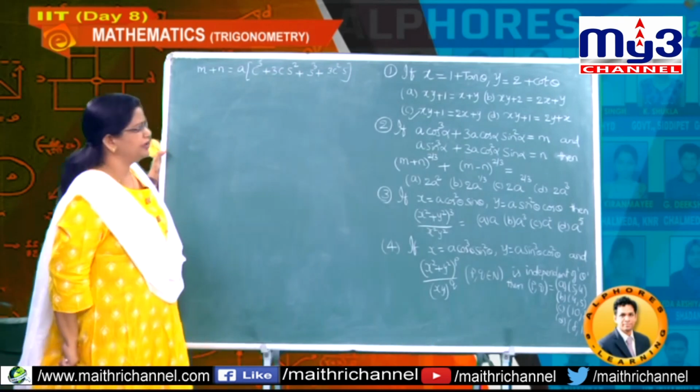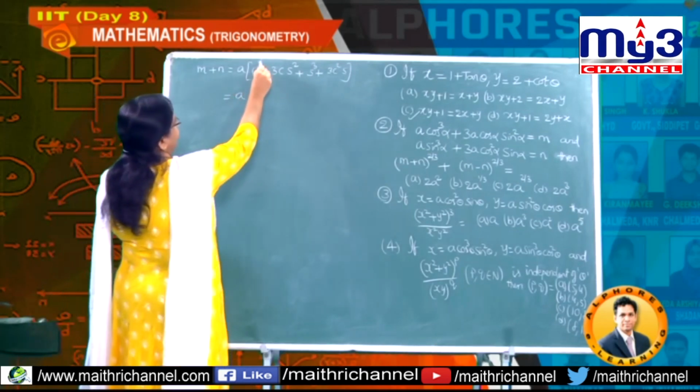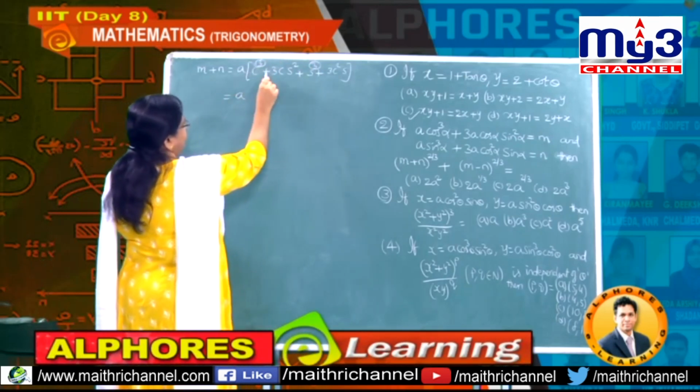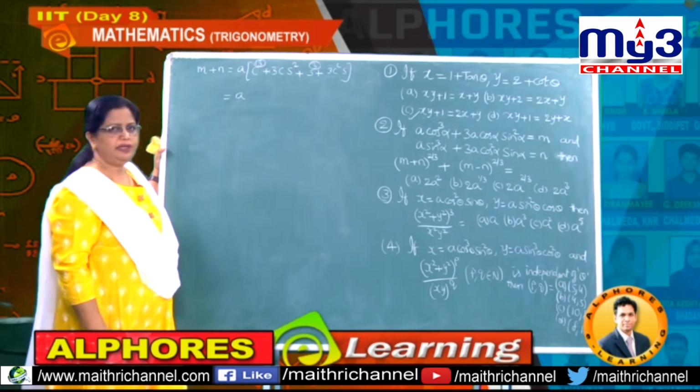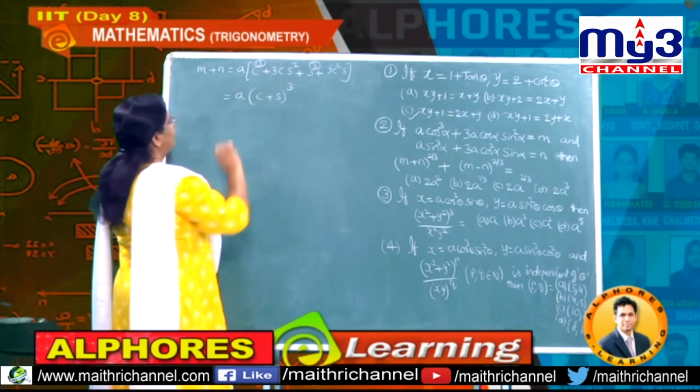Got it, students? And now from this side, A, observe the cube here. Understand, this is a cube plus b cube plus 3a square b, etc. Hence it is nothing but cos plus sin whole cube.